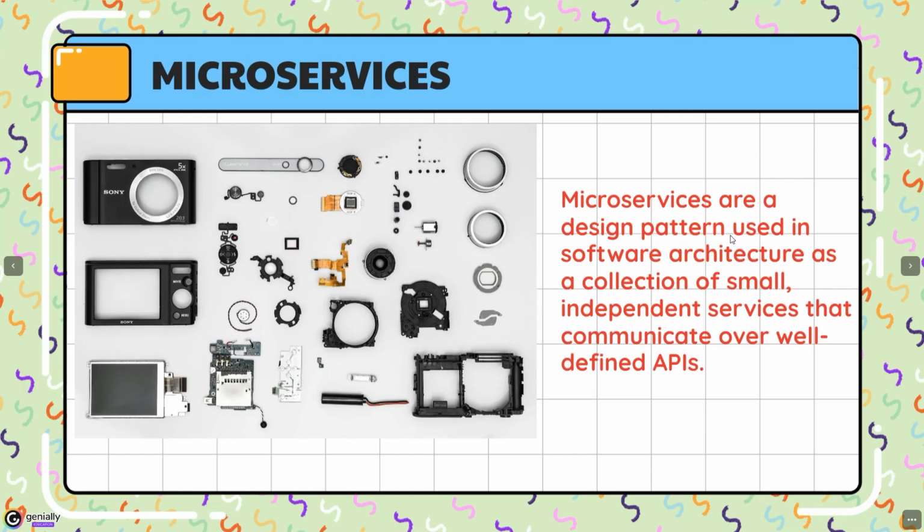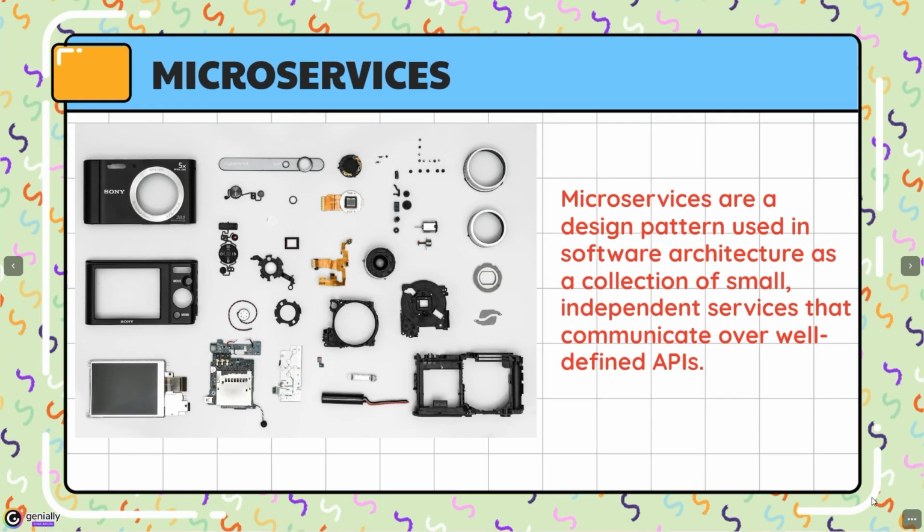Unlike monolithic architectures that bundle everything into one giant block, microservices break down your system into agile pieces that communicate seamlessly through APIs. This design pattern not only boosts agility and scalability, but also simplifies the maintenance of complicated applications, making it a game changer in modern software development.